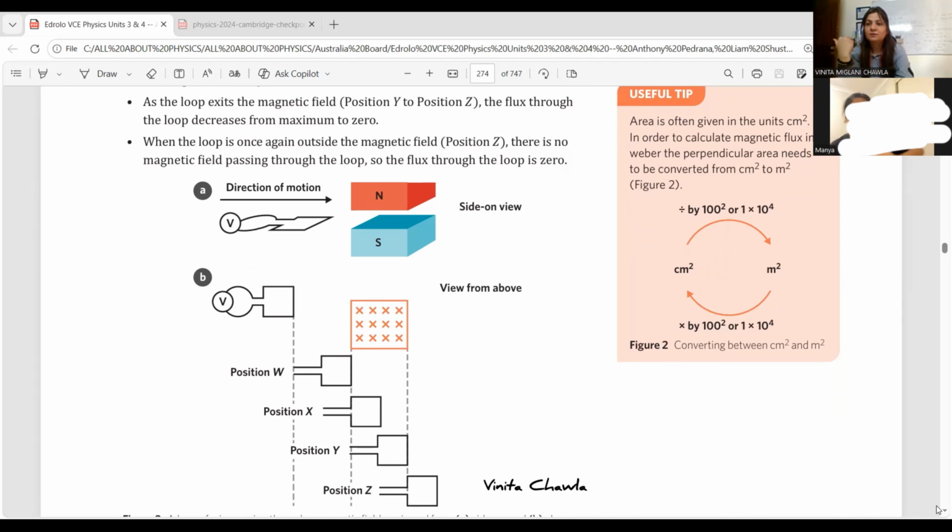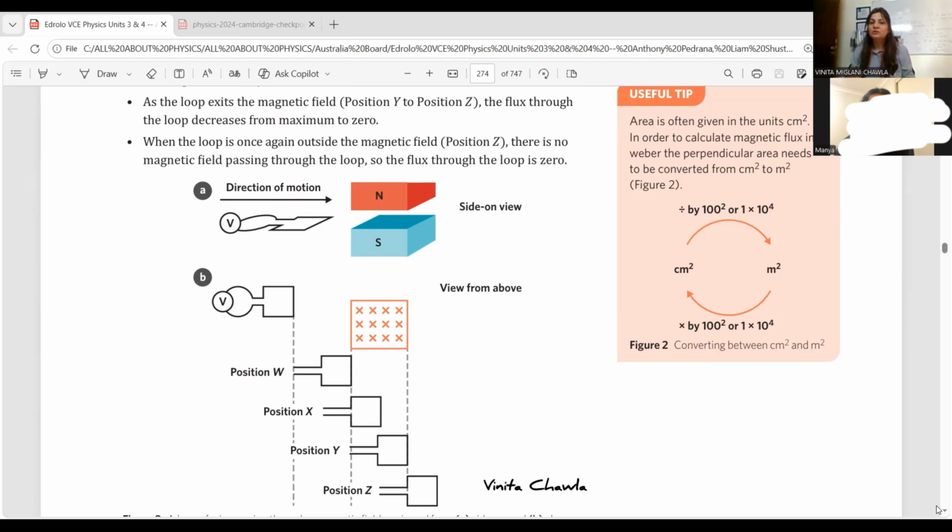So it's maximum. No, it is not maximum. It is maximum at position Y. When the coil goes from position X to position Y, then flux that is linked with the coil is maximum. Number of field lines that cross the coil would be maximum when the coil passes from position X to position Y. And at position Y, it reaches its maximum.